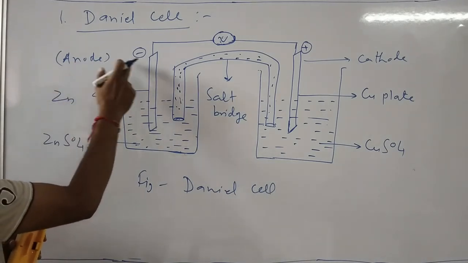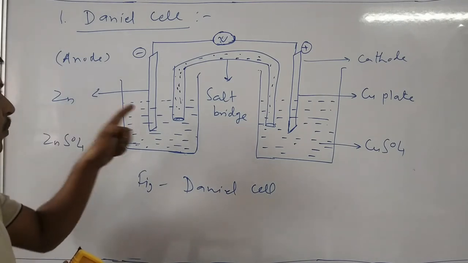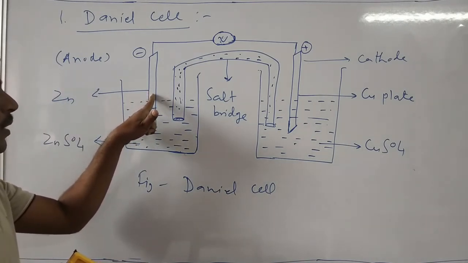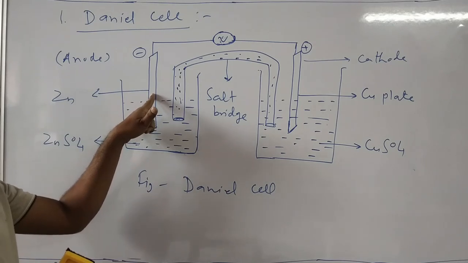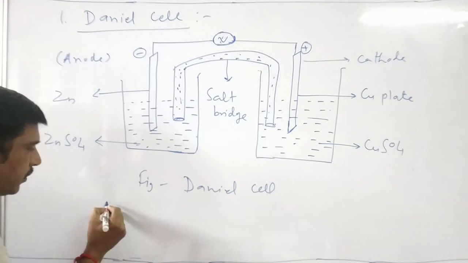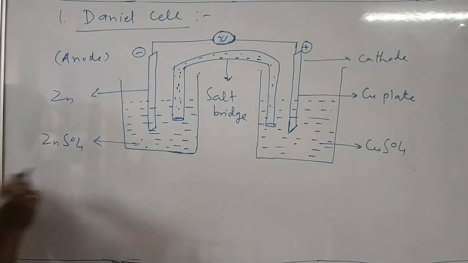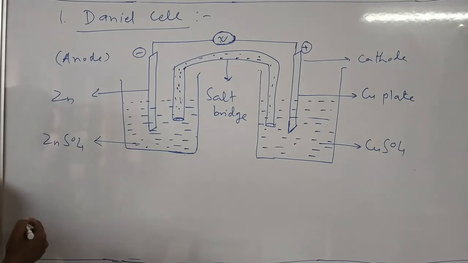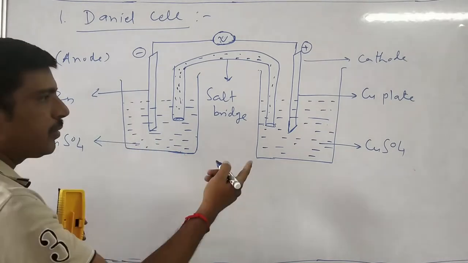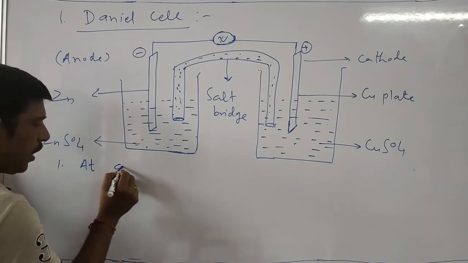Don't forget, anode means negative charge, where oxidation takes place. How does the oxidation take place? See, from this electrode, the zinc will try to go into solution in the form of zinc ions. Different reactions take place at different electrodes. So one is at the anode.